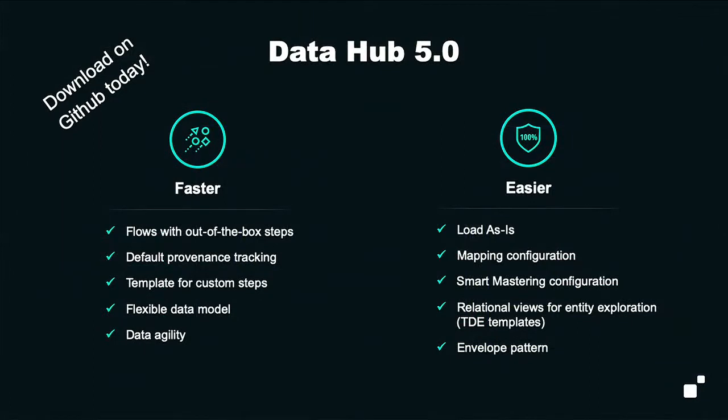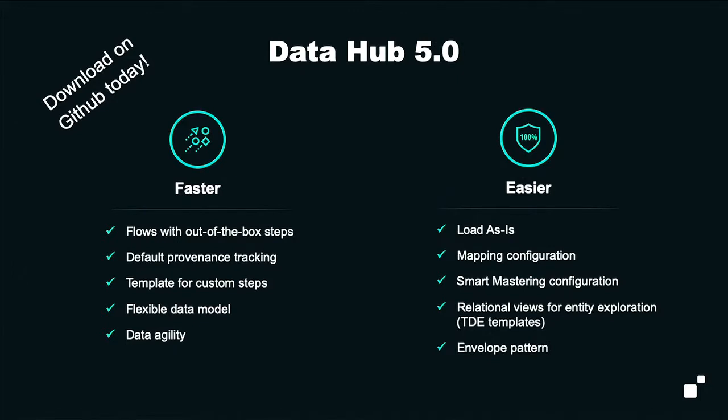So you should have a better sense now of all the ways that Data Hub is faster and easier in terms of integrating your data. You've seen the flows with the out-of-the-box steps, as Mike showed you. Default provenance tracking, as Alex explained, we're tracking data about where, when and why, how your data changed over time. Load as is, no schema required. And then you saw the mapping configuration and the smart mastering configuration in Quick Start.